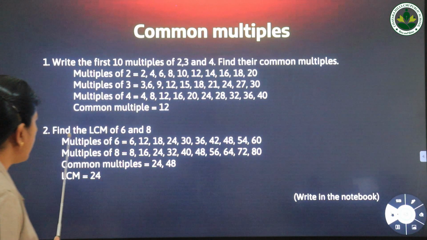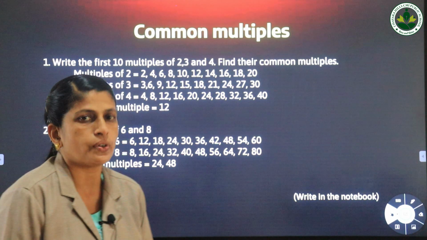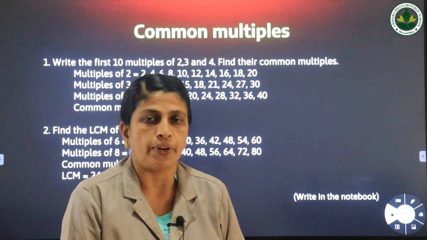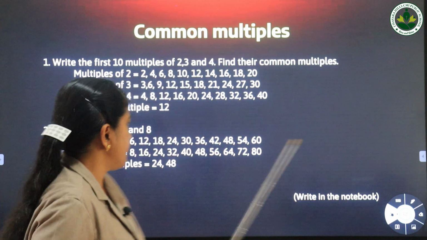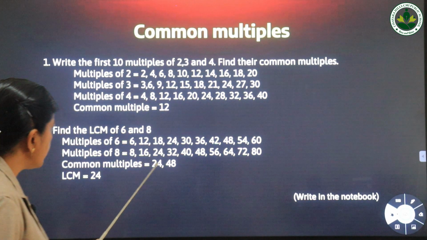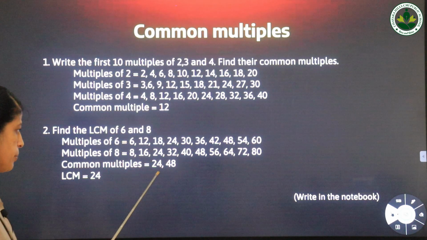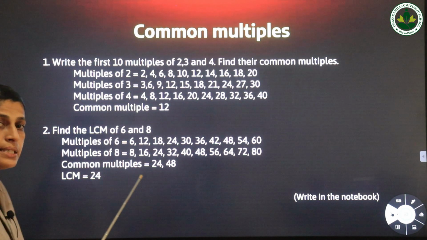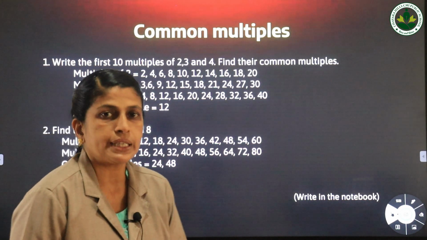The second one: find the LCM of 6 and 8. The LCM means lowest common multiple. To find it, you need to find the multiples of each number, then find the common multiples, and from that pick the lowest. We write the multiples of 6 and the multiples of 8 and find the common multiples. We got the common multiples as 24 and 48, and from that the LCM, the lowest common multiple, is 24.